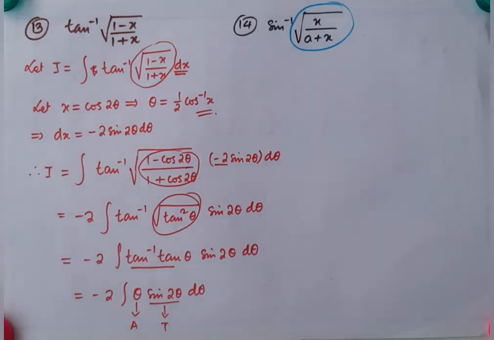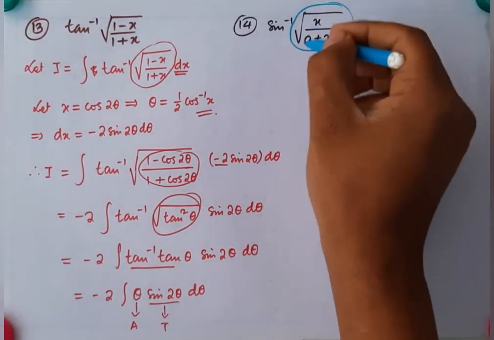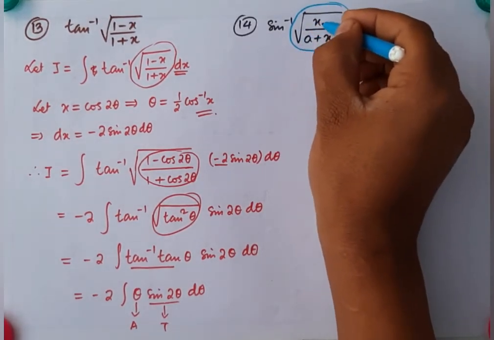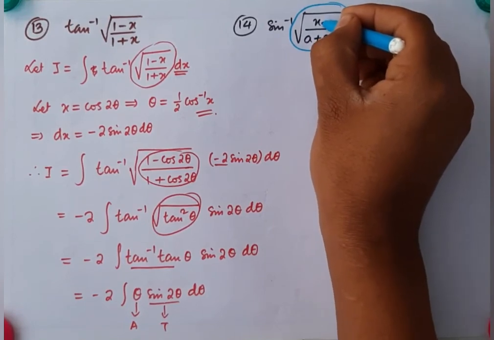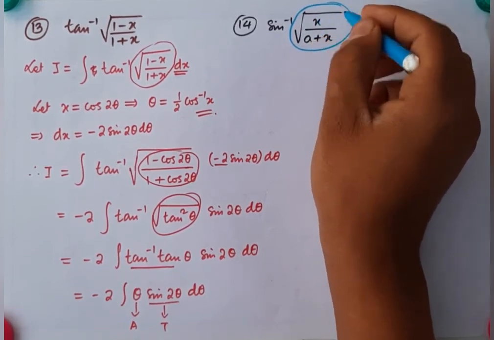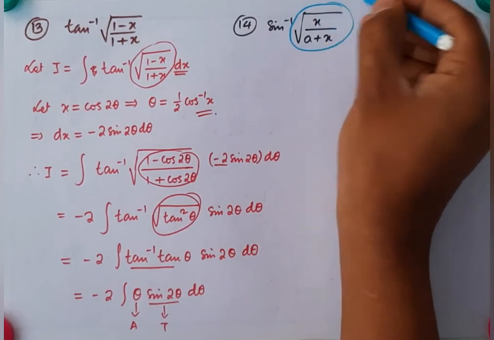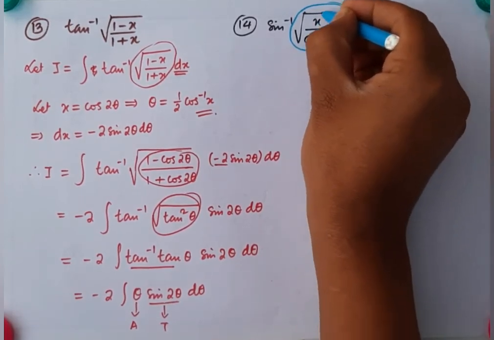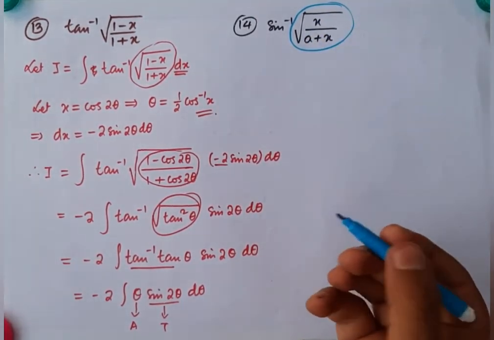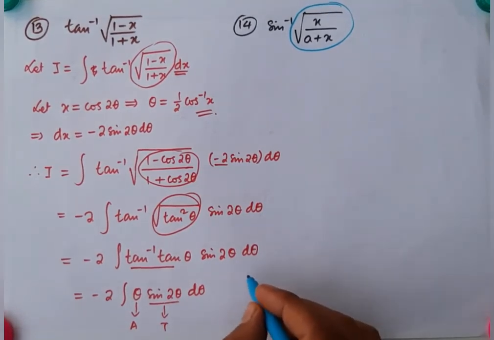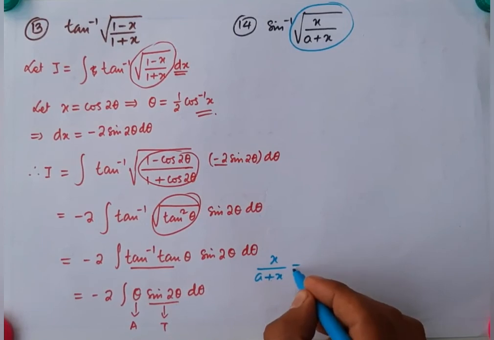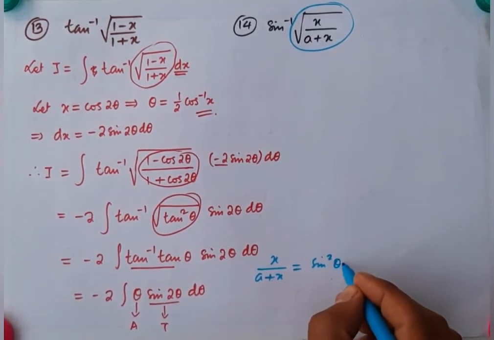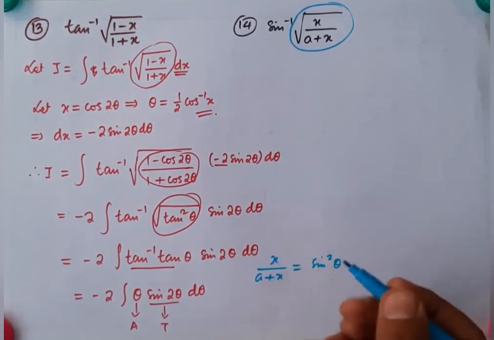As I want to make this sine, basically whatever is there within the square root sign, I want to make it sine square theta, isn't it? Now how to make it sine square theta? For what value of x will this entire thing become sine square theta? For that you can do this kind of calculation. See here carefully. So x by a plus x has to be sine square theta. Yes, and you want to find the value of x.